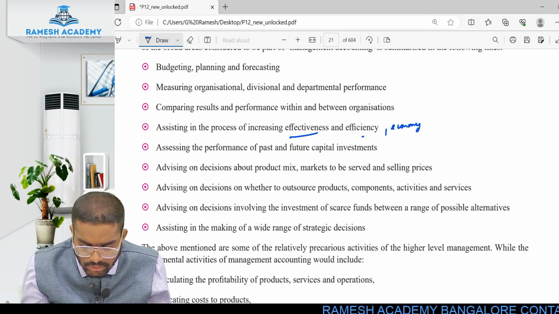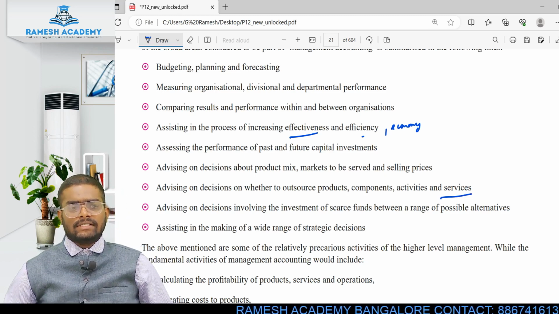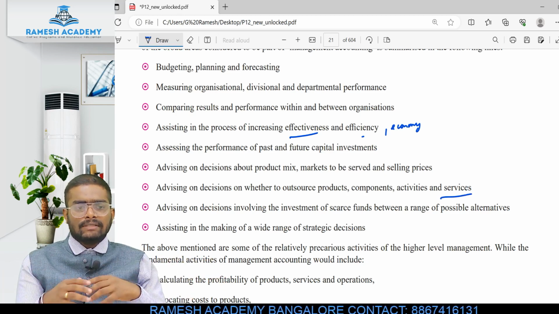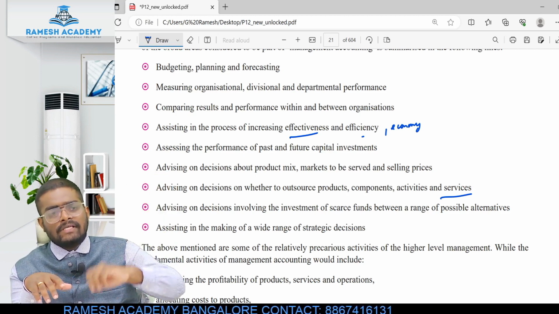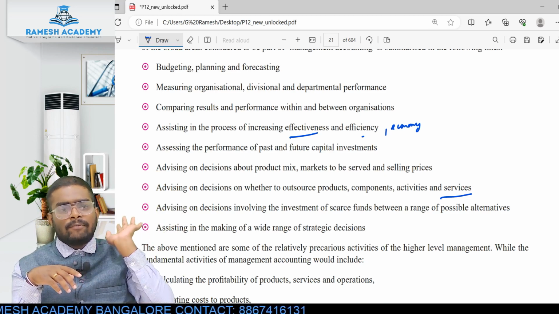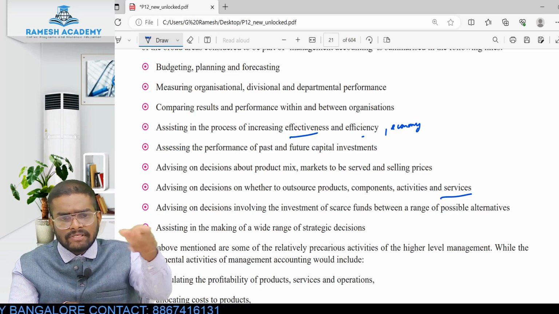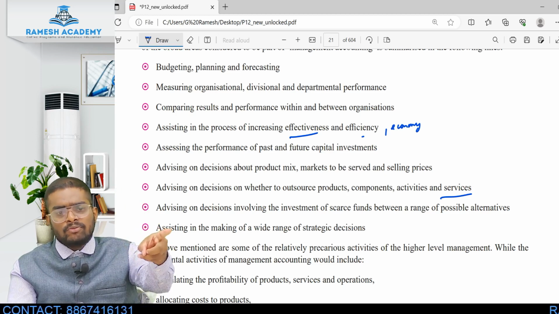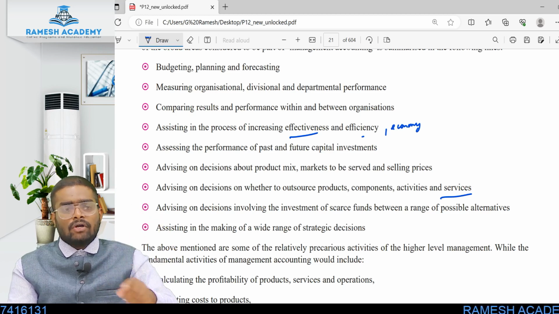Advising on decisions whether to outsource products, components, activities, and services. So we have to make certain decisions whether to produce in-house or whether to outsource. Outsourcing is nothing but telling some person, please make goods for us, we'll be giving you the molds, the design, everything, but you have to produce and give it to us. So we have to make a decision whether to outsource, because trade secrets will be shared. Can we trust that particular person, does he have the responsibility of maintaining the secrecy and the quality of the goods, and all those things.